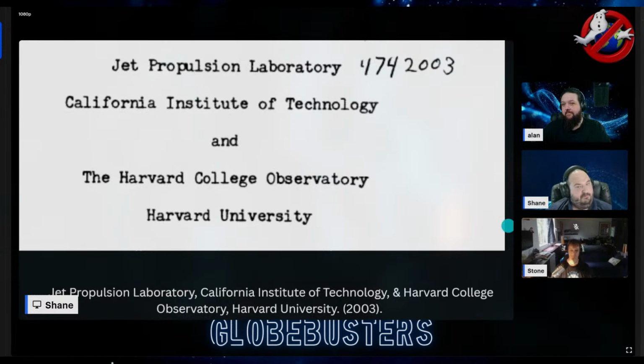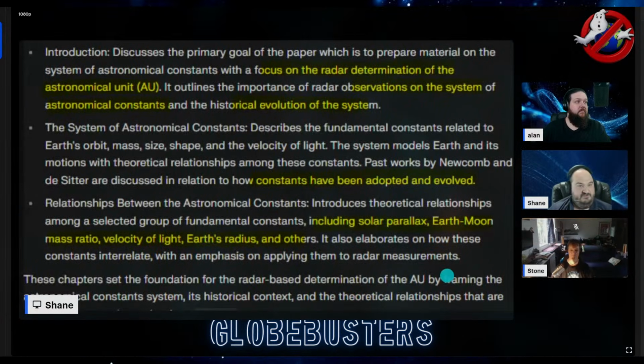Moving on to another paper we pulled from NASA from 2003, from the JPL, Jet Propulsion Laboratory, and from Harvard. This one goes into the discussion on the relationship of the ratios of the constants of physics, how they determined the use of that to determine the astronomical unit with radar measurement, and then how the constants have been adopted and evolved. So they're saying that the selected group of constants, including solar parallax, the Earth-Moon mass ratio, velocity of light, Earth's radius, and others, are all interconnected and related.